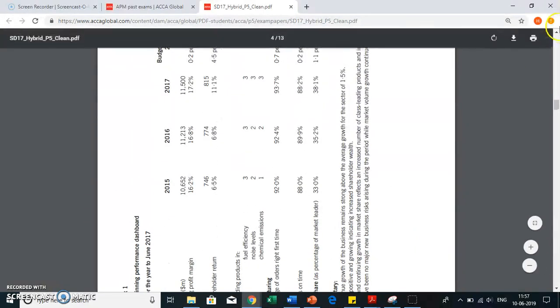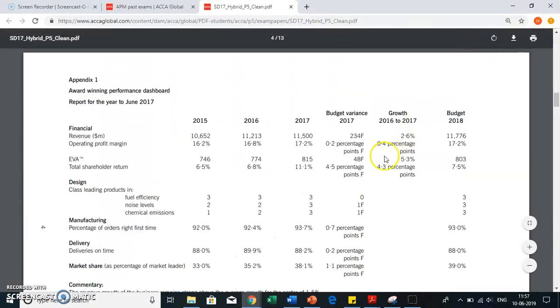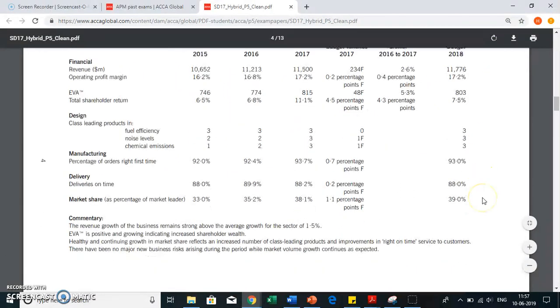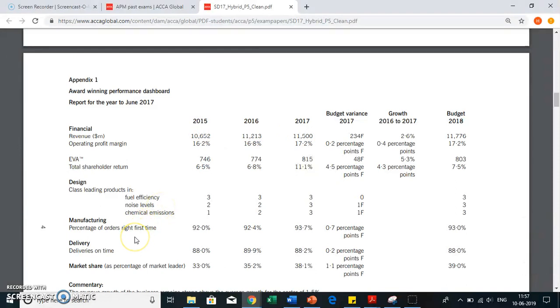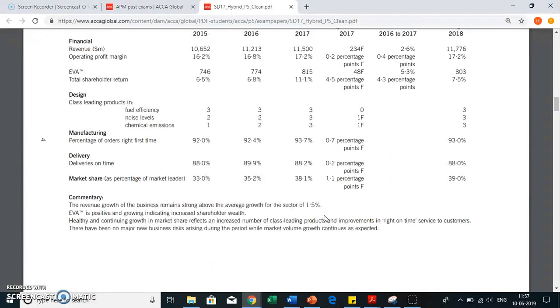So what you need to do is look at the performance dashboard. This is the performance dashboard, which is Appendix 1, the award-winning performance dashboard. They've given you the data for 2015, 16 and 17. Remember, we have not yet read the objective or the mission of the company. We will do that in a minute. But before that, let's have a rough view of the layout, a few generic points which we have discussed already, put that in an answer, and then also look at what the mission of the company is. Okay.